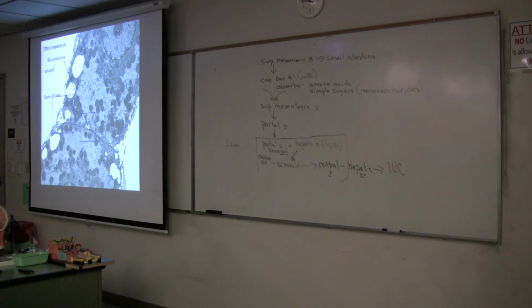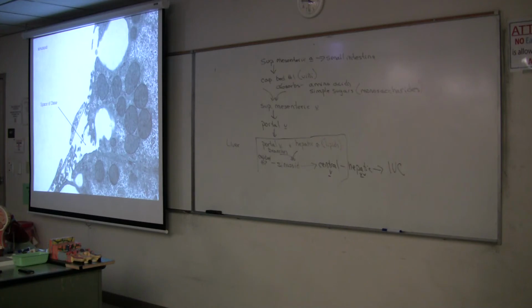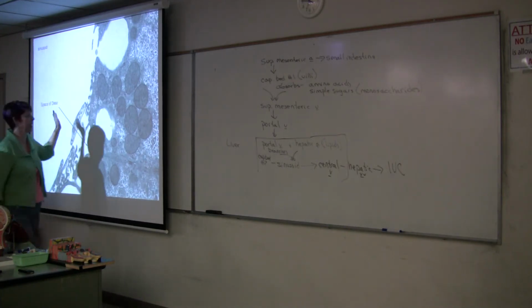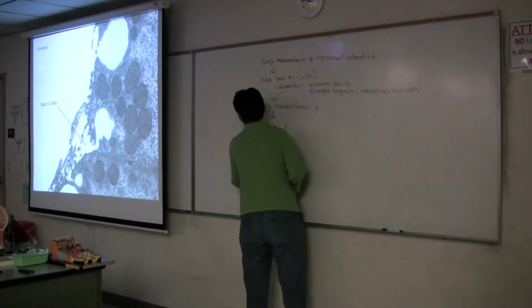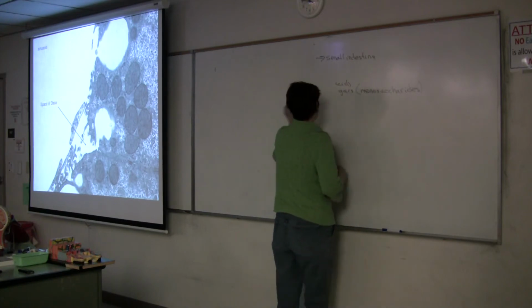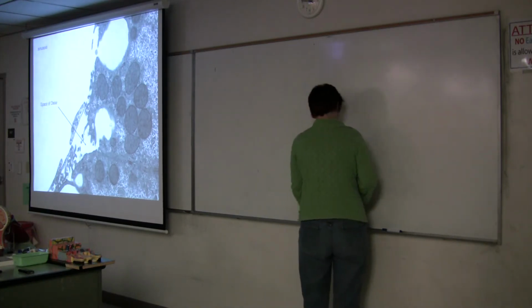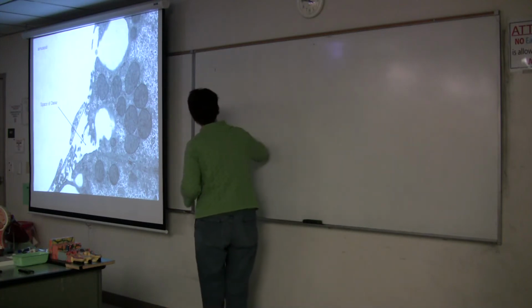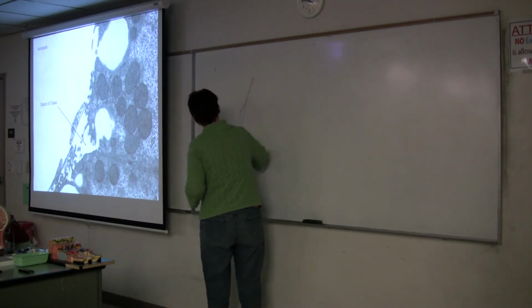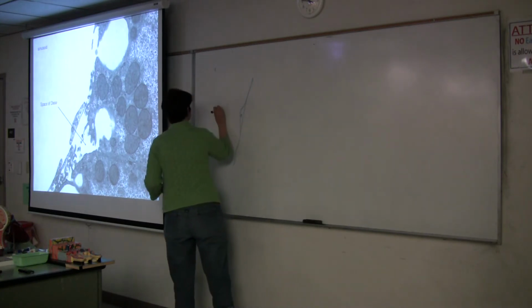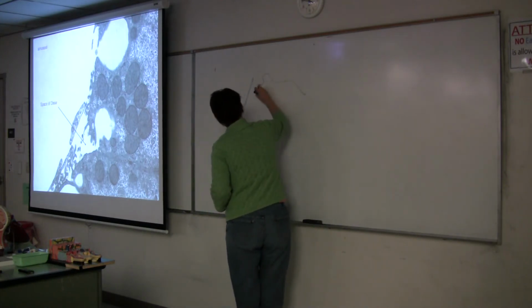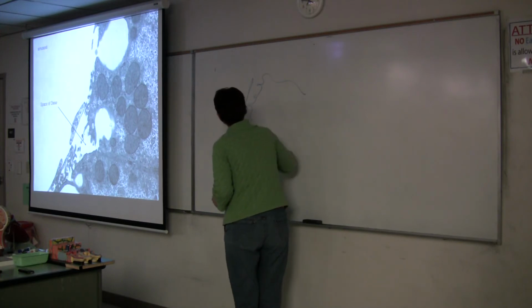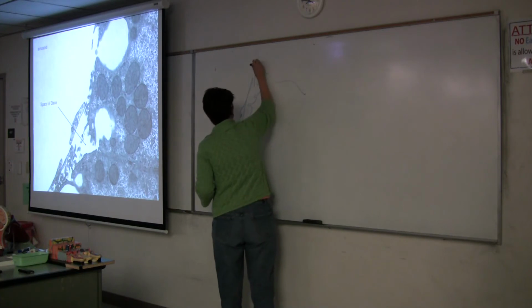Now if we look at the sinusoidal surface a little bit higher up, here's the sinusoid, here's the hepatocyte, and there's a little bit of a gap. The hepatocyte doesn't demonstrate microvilli, but it does have microfolds. So here would be the simple squamous lining of the sinusoid. Here would be a hepatocyte with these microfolds, sometimes known as microrugae, out there to pick up. And this space in between is known as the space of Disse.